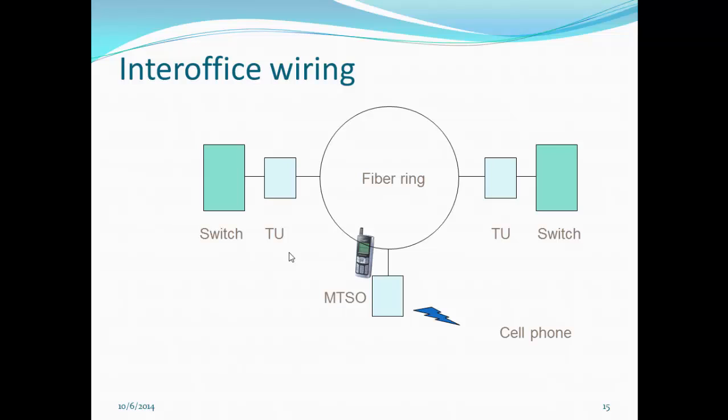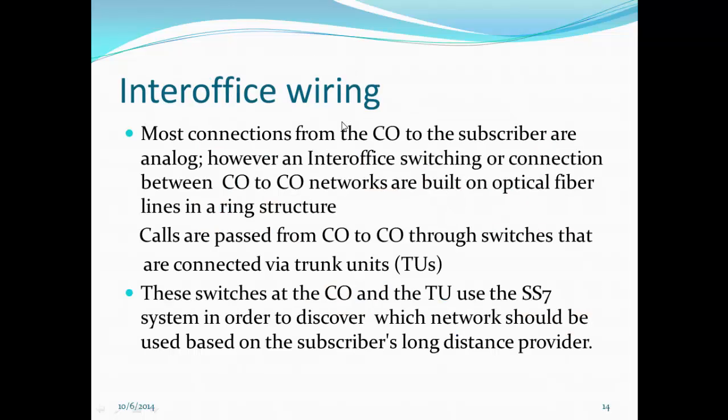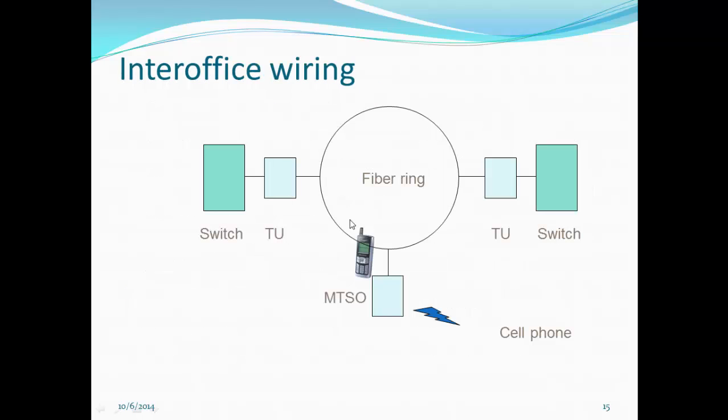The next slide shows you the diagrams of the different COs. For example, this is one CO, another CO, and another CO. As we mentioned earlier, inter-office switching between CO to CO networks is built on fiber optic lines in a ring structure. So you have a trunk unit here, and then you have the switches here. MTSO, in case you need to call a mobile phone, is called the mobile telephone switching office. All of the COs are connected together in a fiber line ring format.